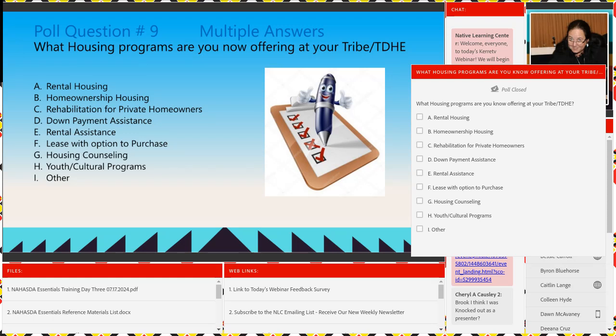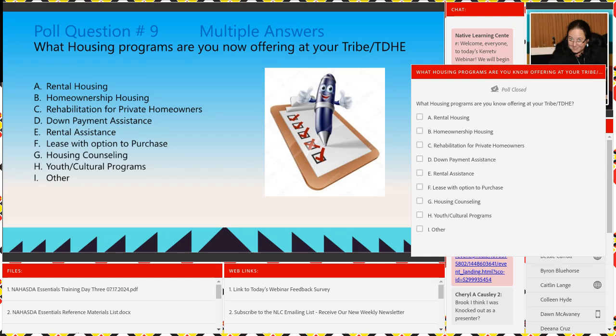We have everything across that board. Congratulations, people. Rental housing, home ownership, it's got the biggest amounts, more rental than anything. Rehab for private homeowners, down payment assistance, a lot of rental assistance, lease with option to purchase, housing counseling, and youth cultural programs. Good job.